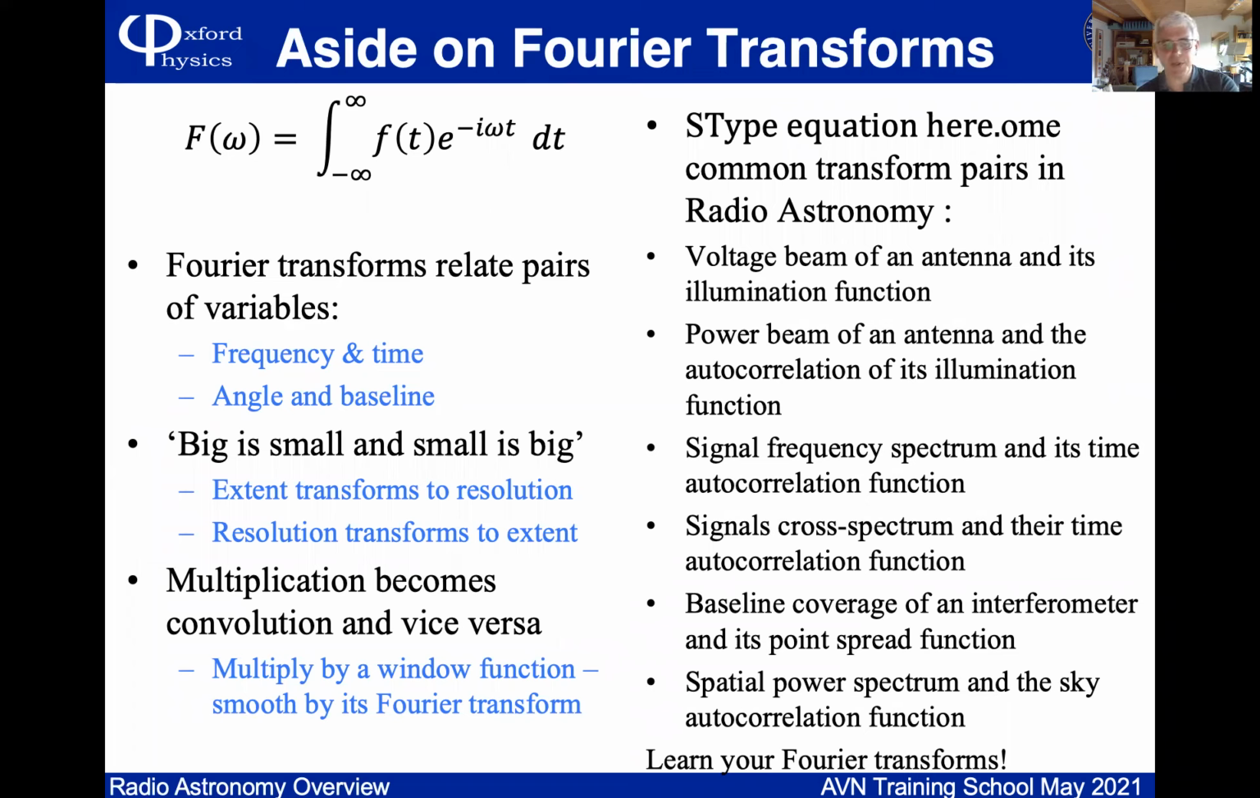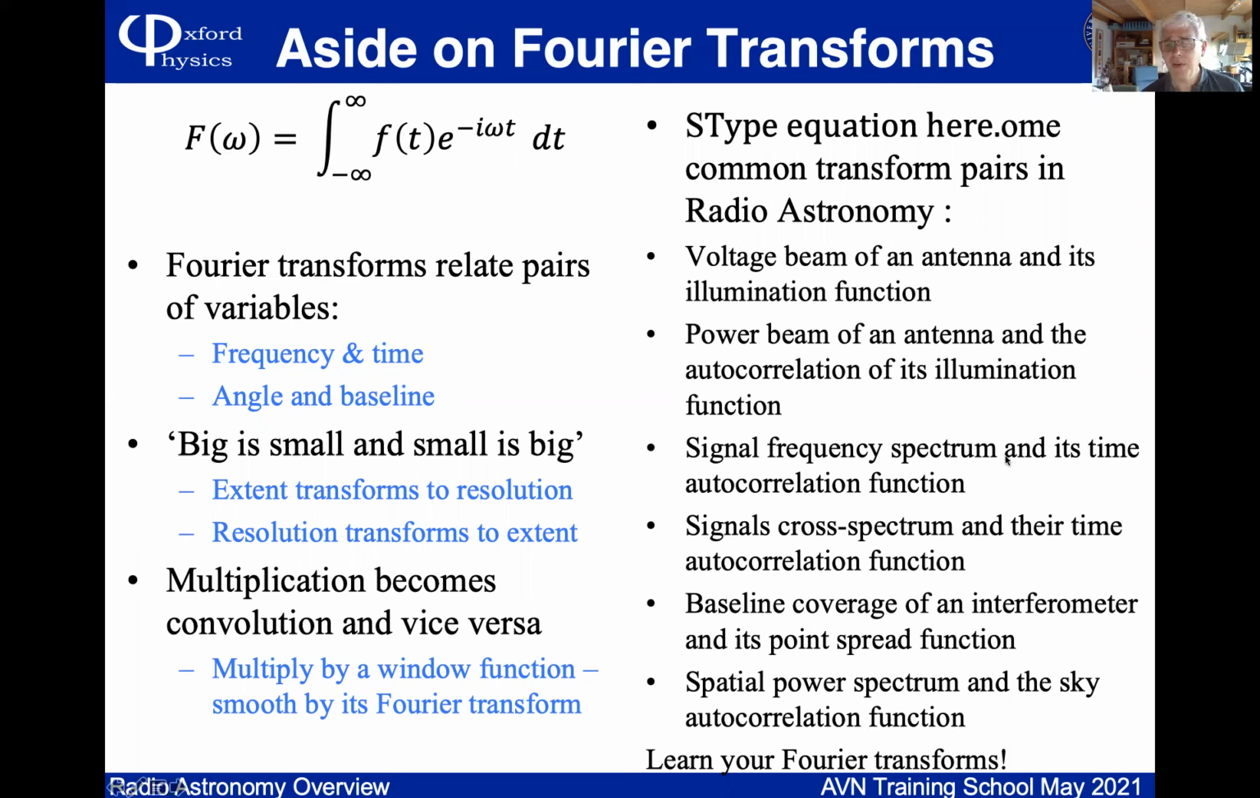And there are various theorems which tell you how, for example, the time extent of a piece of data tells you about the frequency content. Mathematical operations like multiplication and convolution have their converse operations in the opposite Fourier transform domain. And there are many things in radio astronomy where you want to think about two things which are Fourier transform pairs of each other. For example, the beam of an antenna and its illumination function, that is, the strength of the electric field across the face of the antenna.